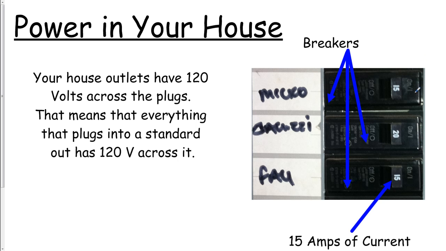Now, on each breaker, there is a number. So here's a 15, a 20, and a 15. And normally they go from 15, 20.